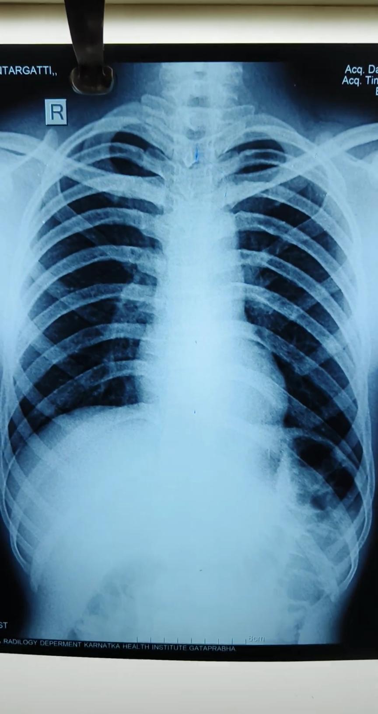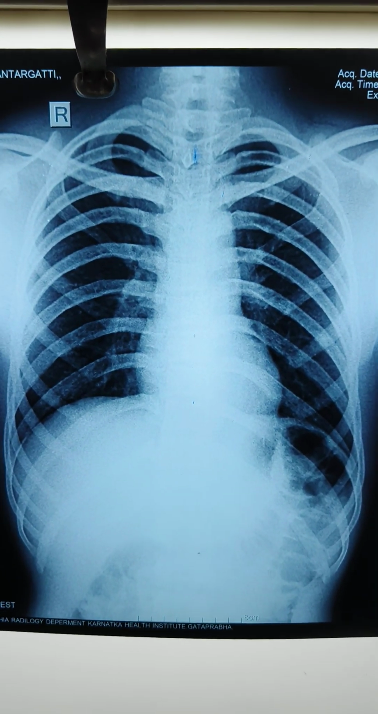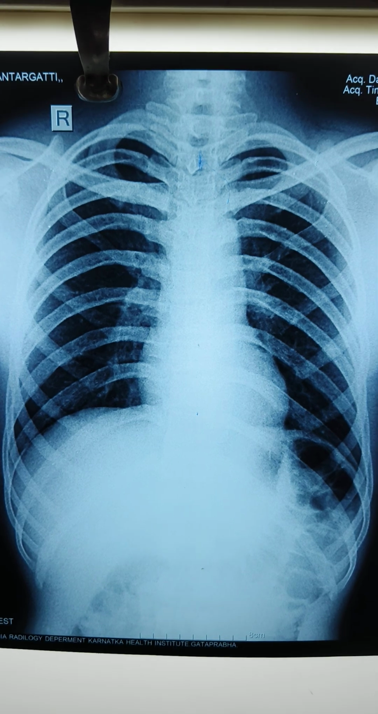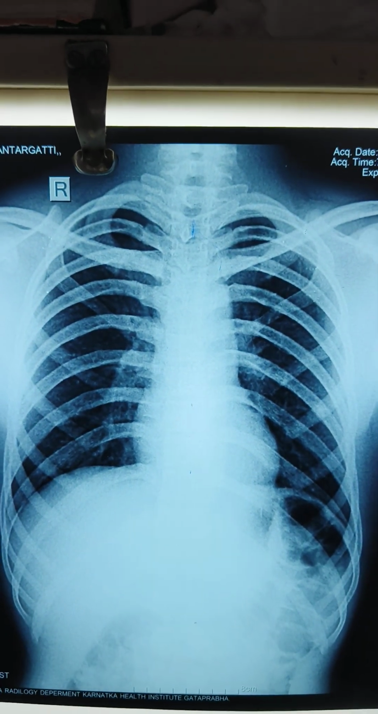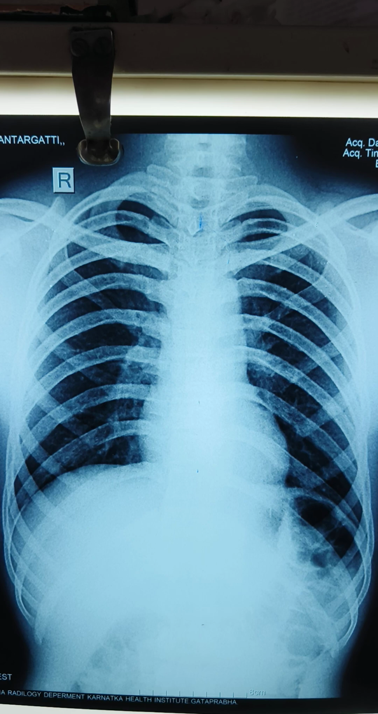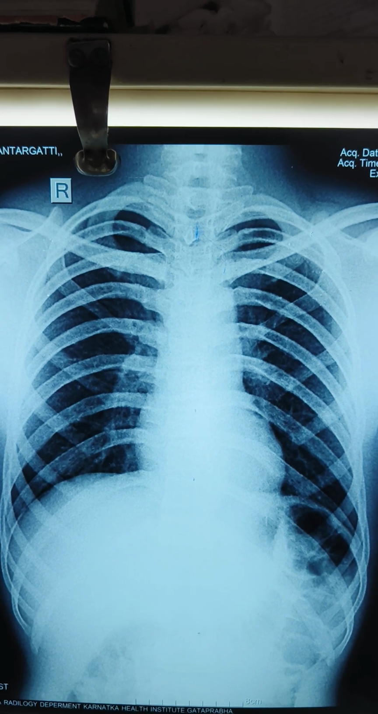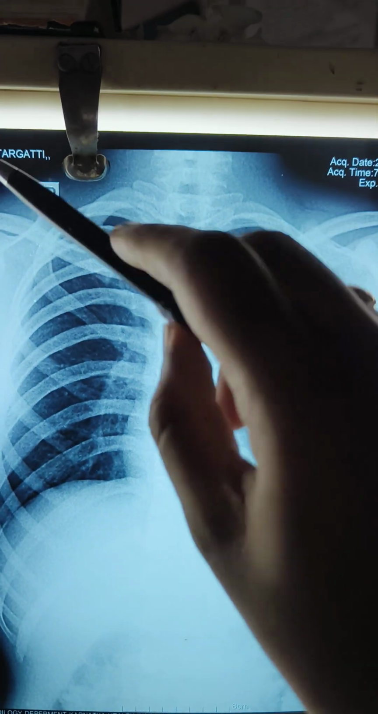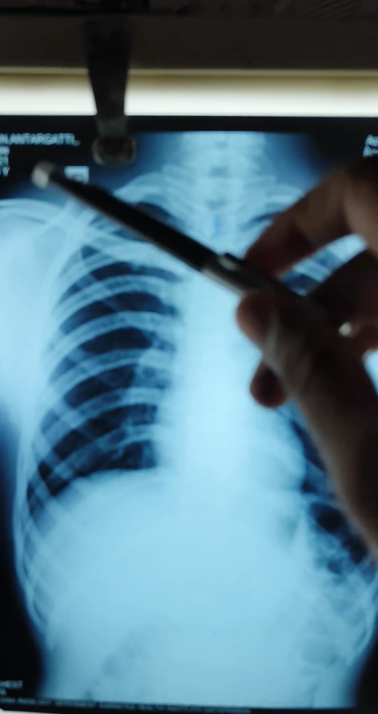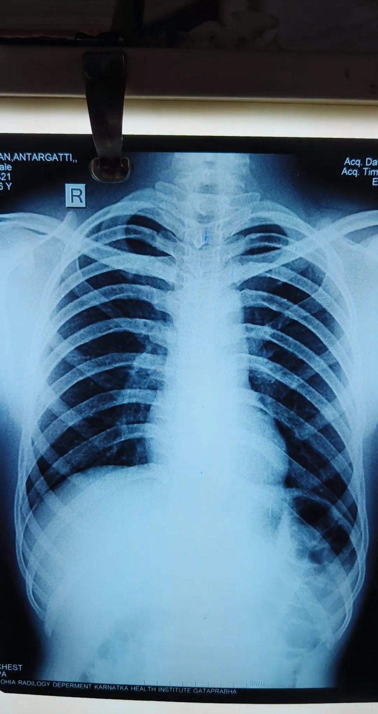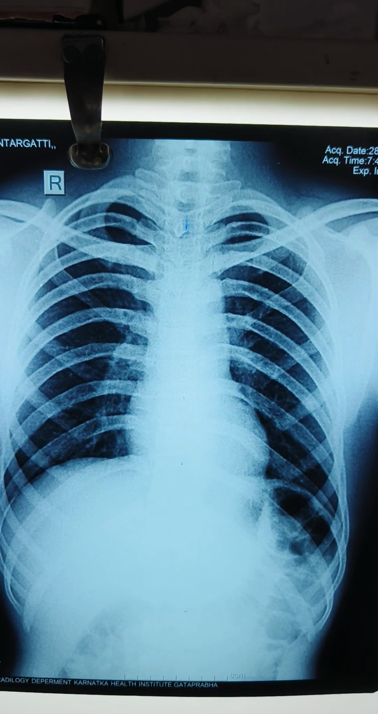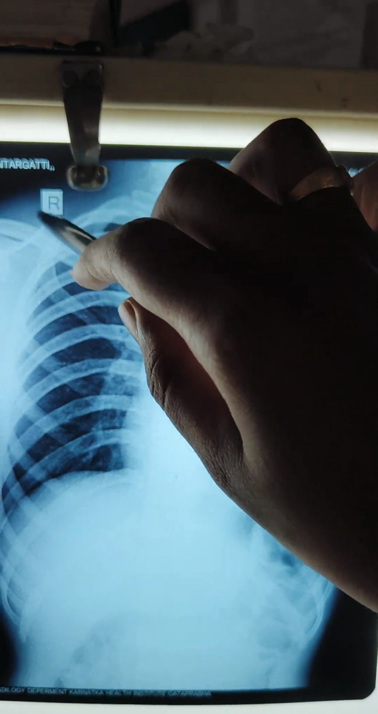Hi, good afternoon everyone. Today I want to tell you how to read a normal chest X-ray. For reading a normal chest X-ray, it is very important to hold the X-ray in the correct position. To do that, the letter R is always in this right corner, as the patient is standing facing us. So this letter R always comes to this side.